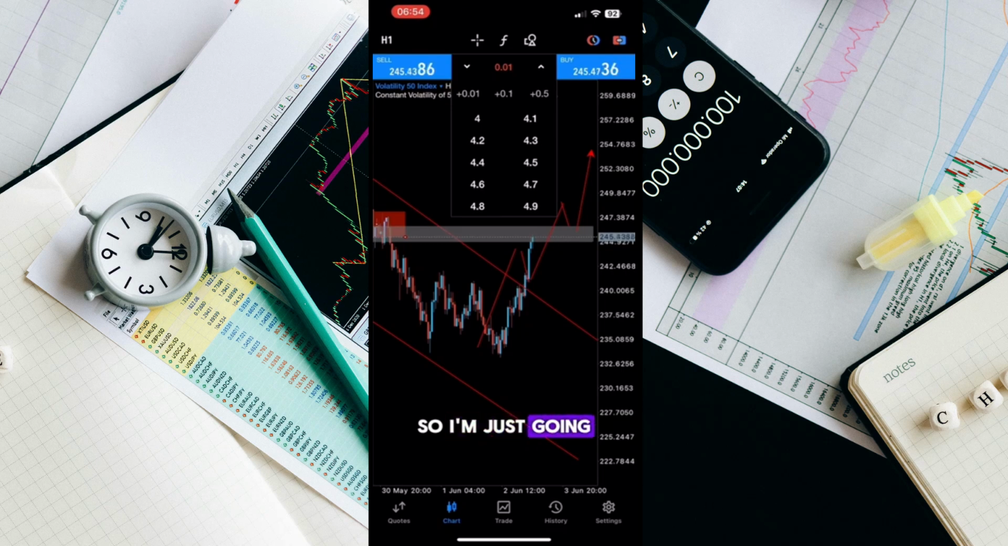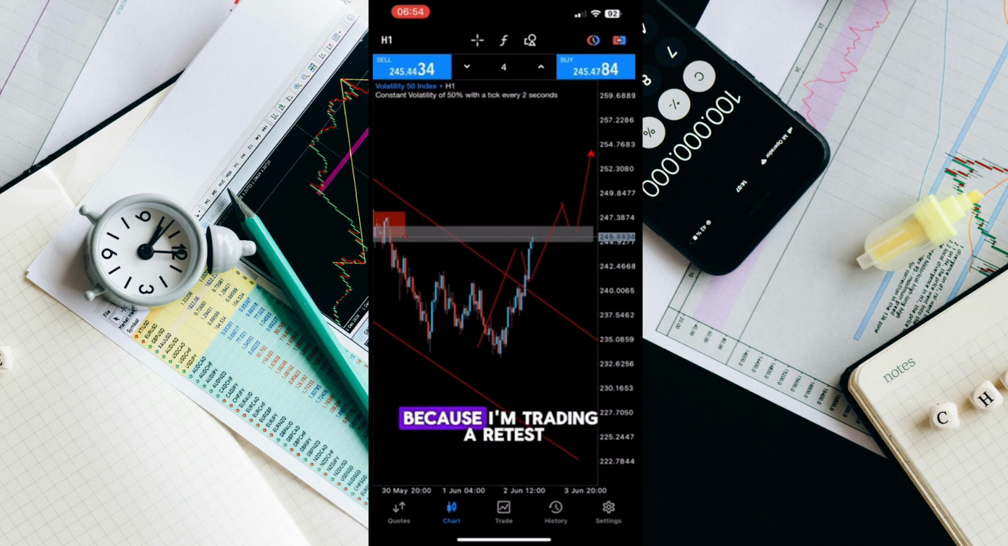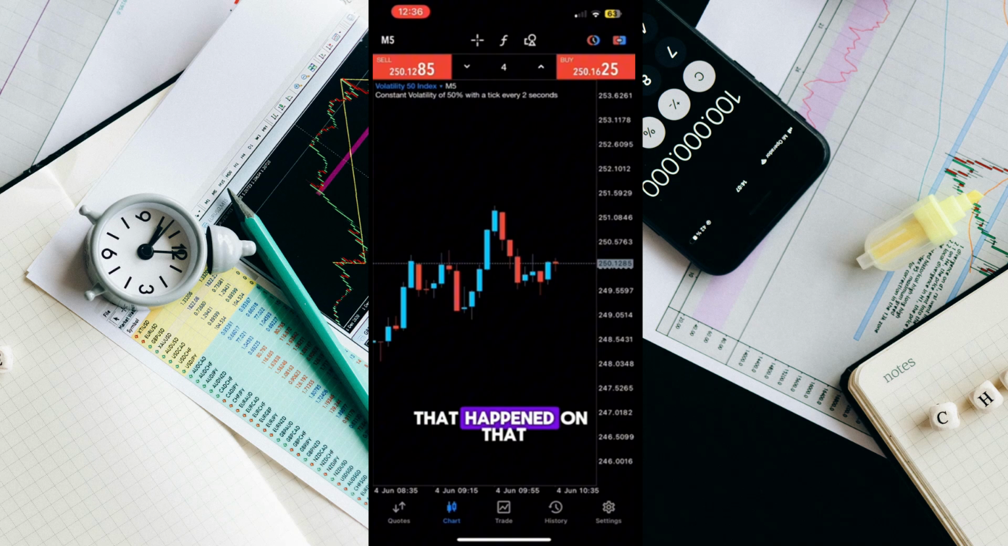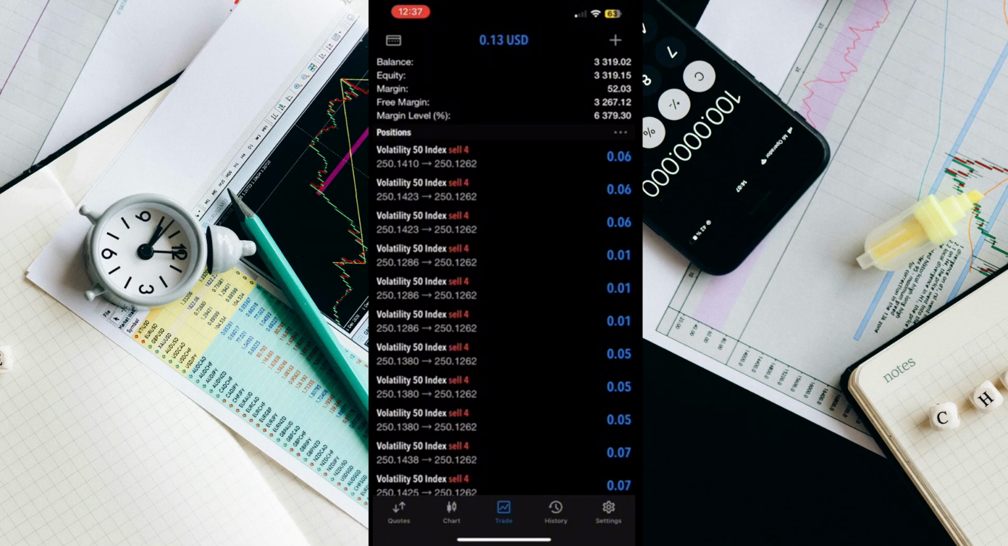So I'm just going to sell this market because I'm trading a retest that happened on that major resistance level. So this retest will just happen and then it will bounce on that trend line that it broke to the upside earlier, and then it will continue going up. So I'm just going to sell. Let me sell. As you can see, right now we are in loss. However, we're just going to continue holding.